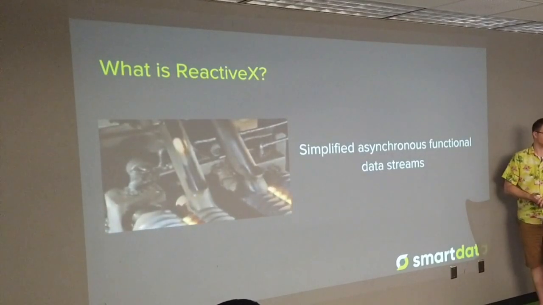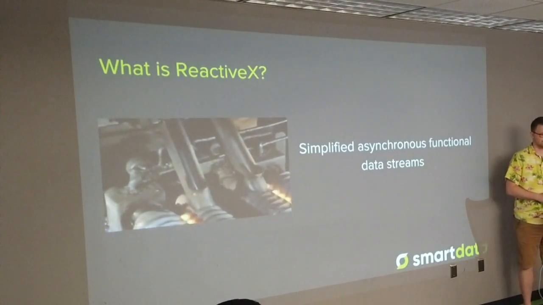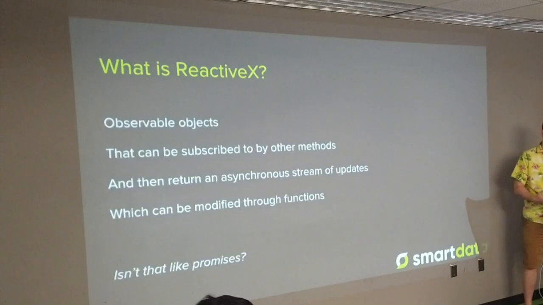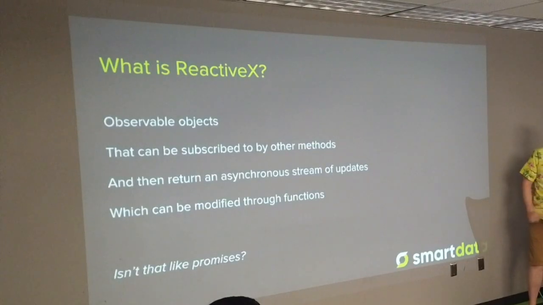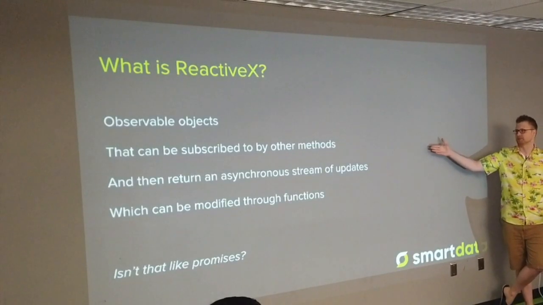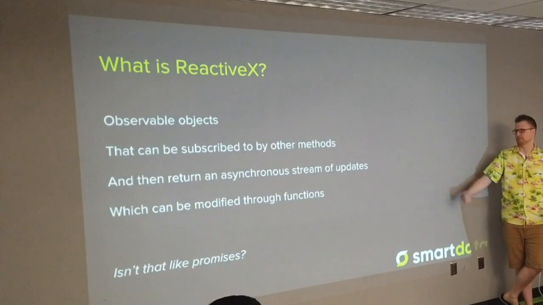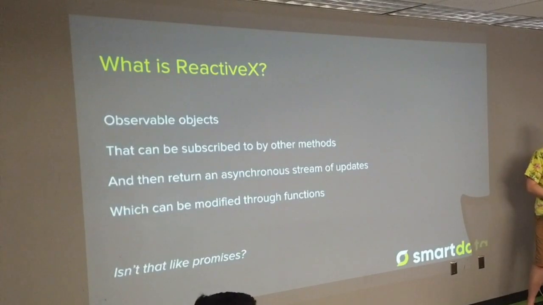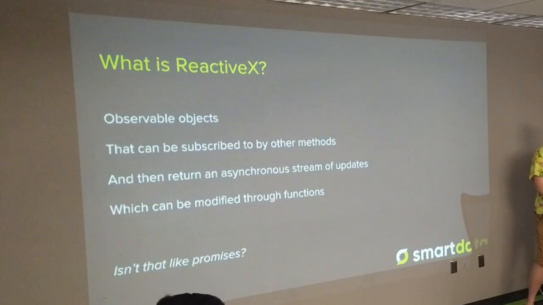Another way you can consider it is that Reactive Extensions are simplified asynchronous functional data streams. And if you want to boil this down a little bit further, it can be considered observable objects that can be subscribed to by other methods, and then return an asynchronous stream of updates, which can be modified through functions. So that kind of sounds a lot like promises. And so I tried to find the difference between RxJS and promises, and what's going on there.